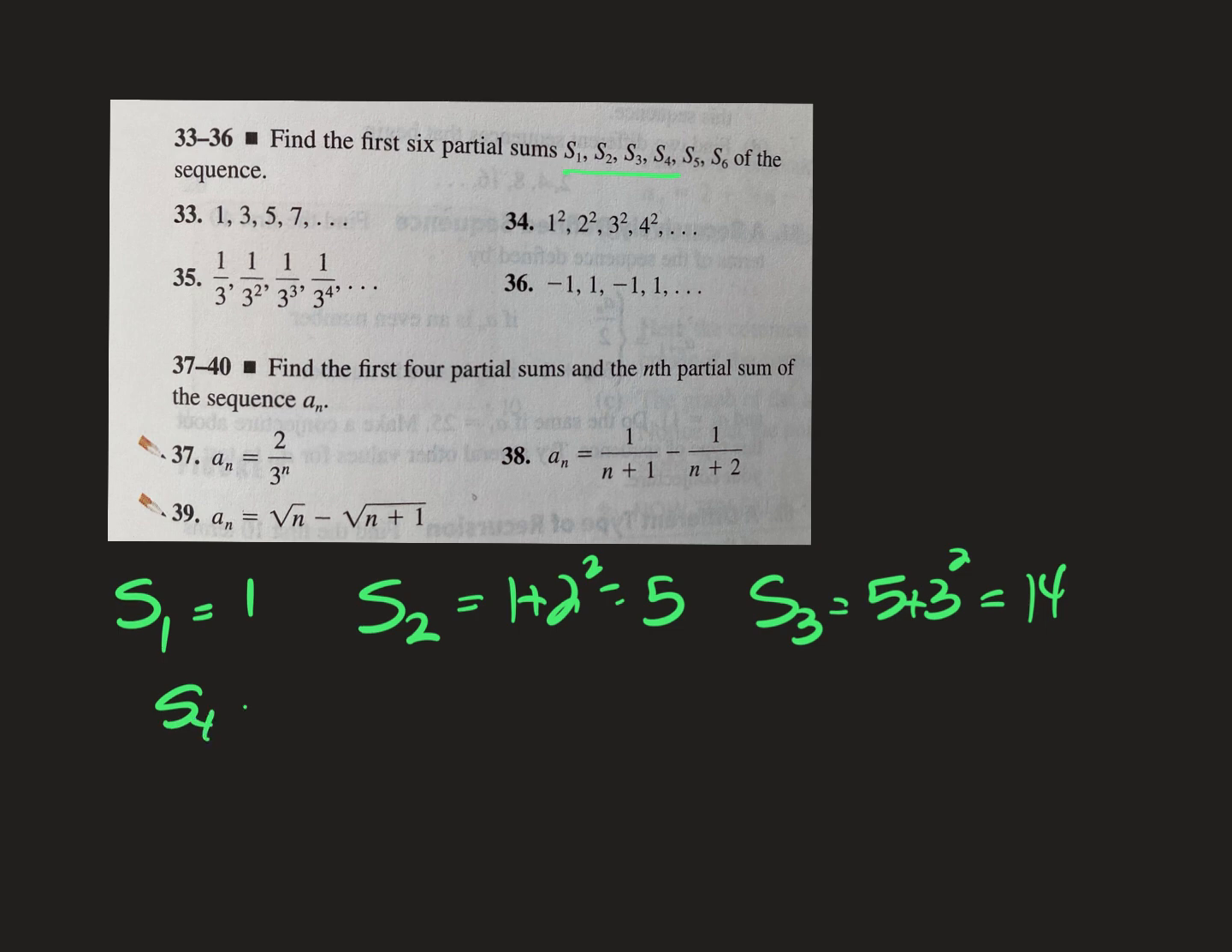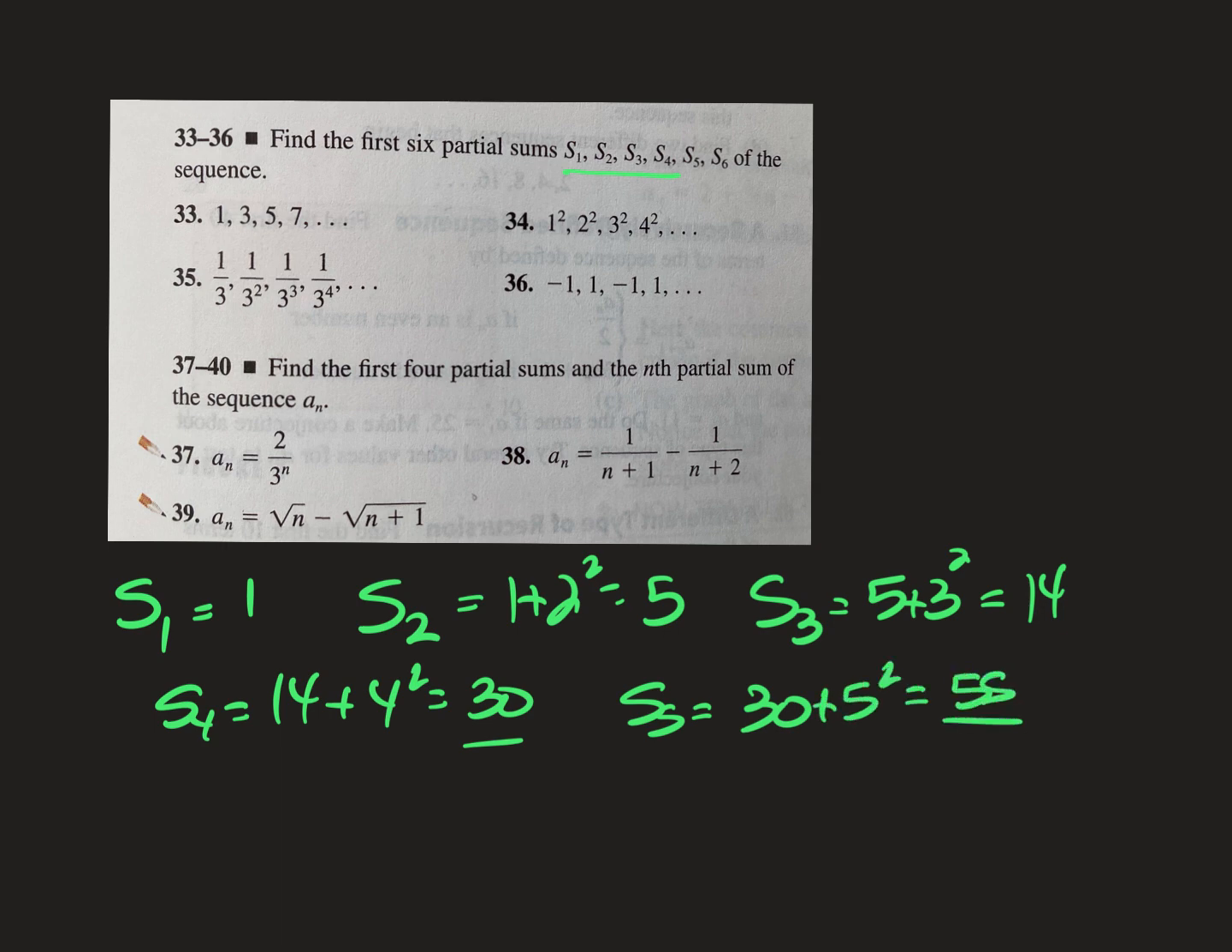The fourth partial sum is the sum of the first 4 terms. Well, the sum of the first 3 terms is 14, and the fourth term is 4 squared. That's going to be 30. The fifth partial sum is going to be the sum of the first 5 terms. Well, that's the sum of the first 4, and the fifth term is going to be 5 squared. That's going to be 55. And the last one, the sixth one, is going to be the sum of the first 5 plus the sixth term, which is going to be 6 squared. 36 and 55, I believe that's 91. I need to double check me there. Don't have my calculator with me.